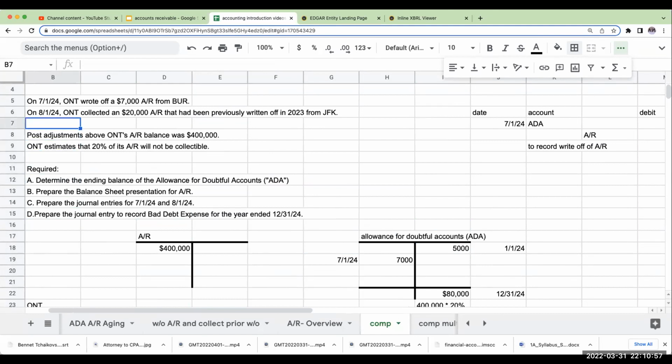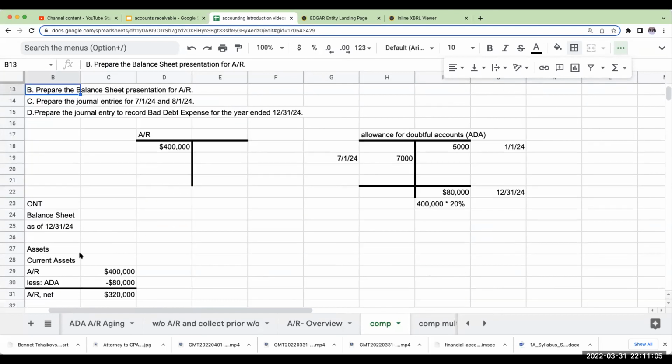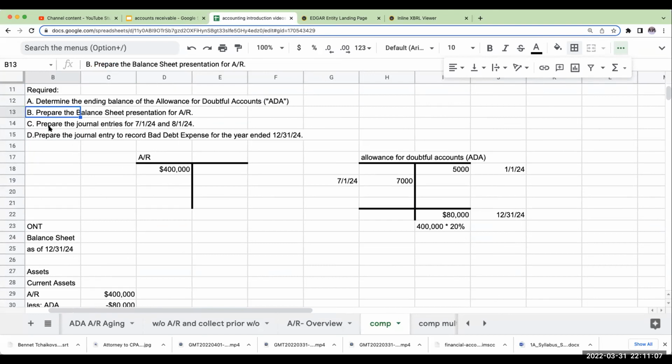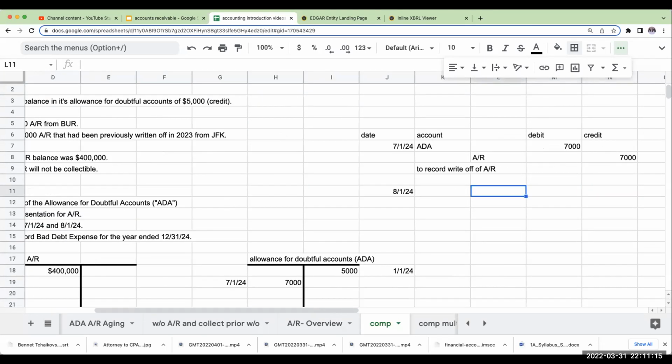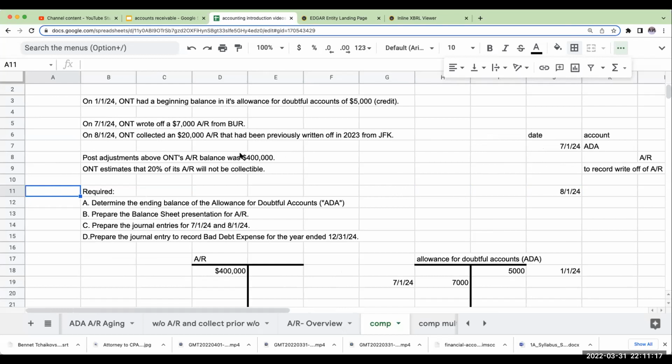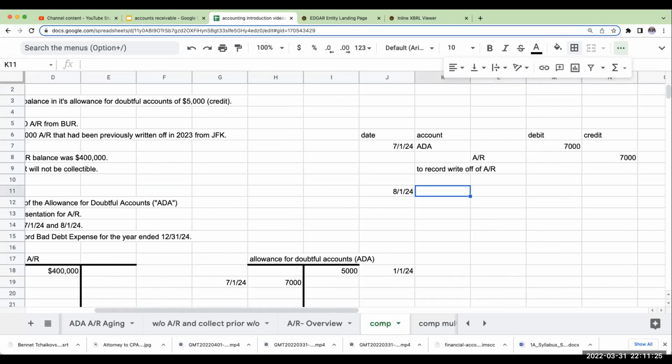Now, on 8/1/24, we're doing letter C. We've done the ending balance for the ADA. We've prepared the balance sheet presentation for accounts receivable. Now we're doing the journal entries for these two dates. On 8/1/24, we have to do two things. First, we are collecting a $20,000 account receivable that had been previously written off. When we collect this, we're going to do two steps. The first thing we're going to do is reinstate the receivable by debiting AR and crediting the allowance for doubtful accounts.